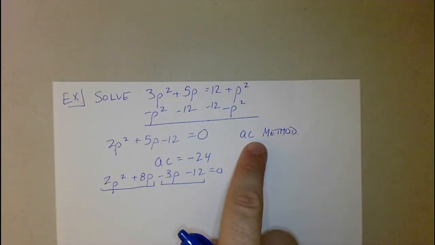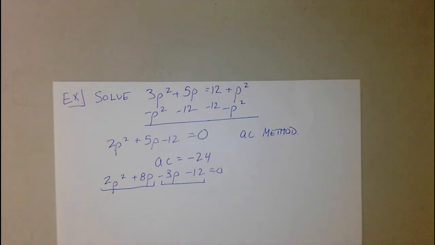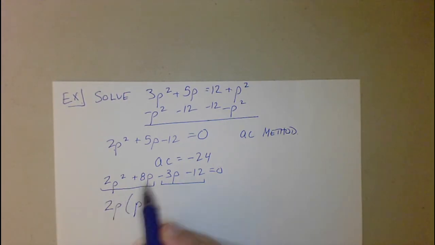And in the AC video, we talked about grouping, and there's a video about factoring by grouping all by itself that's also linked in the description below. I look at these two terms and I ask, what do they have in common? I can pull a 2 out of both of them. I can pull a p out of both of them. So when I pull a 2p out of 2p squared, I'm left with a p. When I pull a 2 out of 8, I'm left with 4. When I pull a p out of p, I'm left with 1. So 4 times 1 is 4.